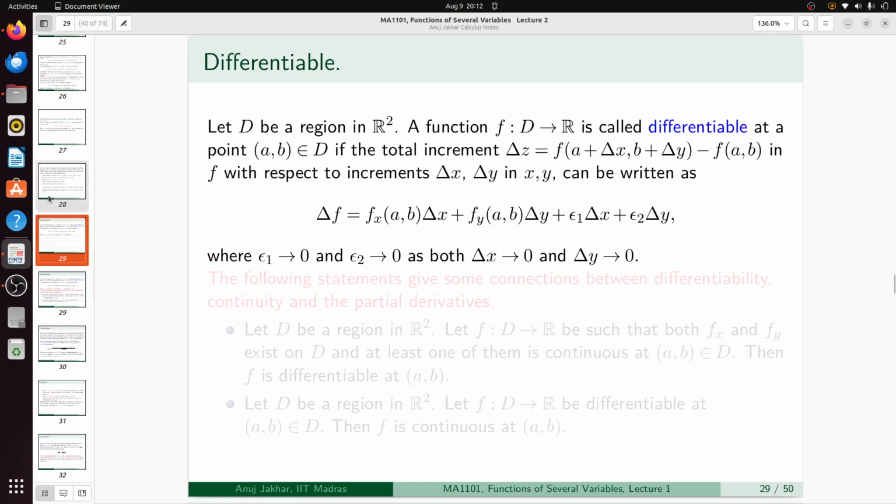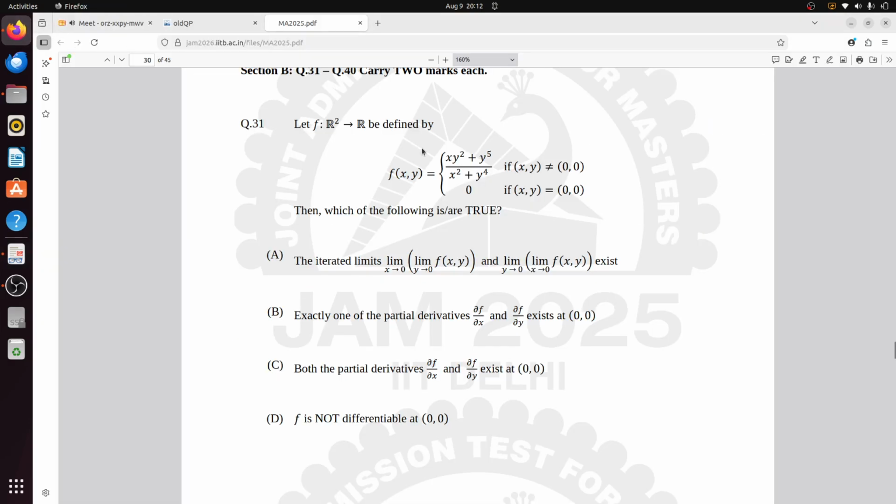You get f of hk equal to hk square plus k to the power 5 by h square plus k to the power 4. Now plus k is coming, right? Okay, yes I got your point. So then you need to show that f of hk minus f00 minus alpha h minus beta k, divided by the square root of h square plus k square, tends to 0. Yes, that tends to 0.